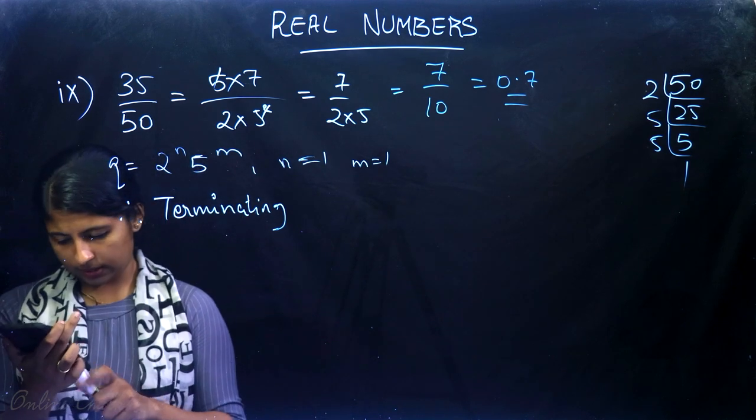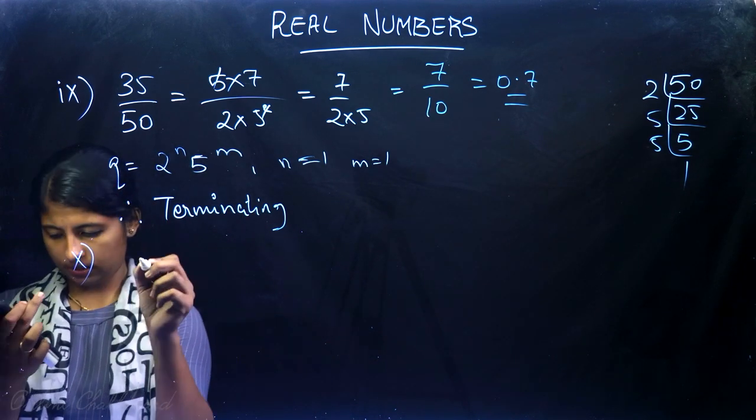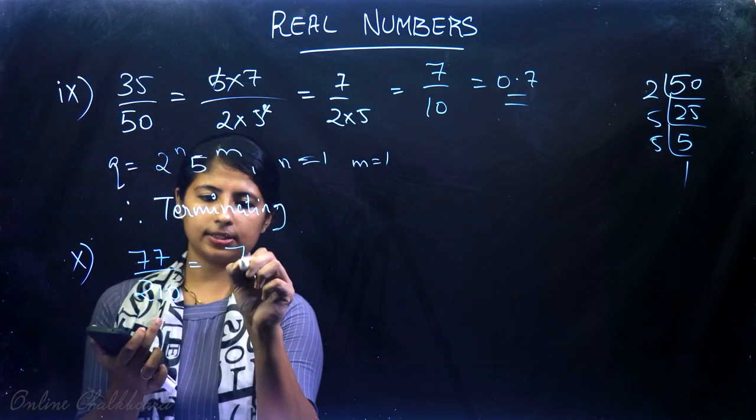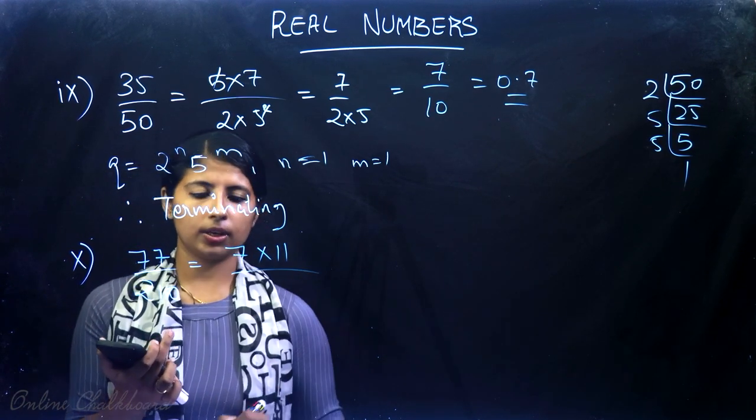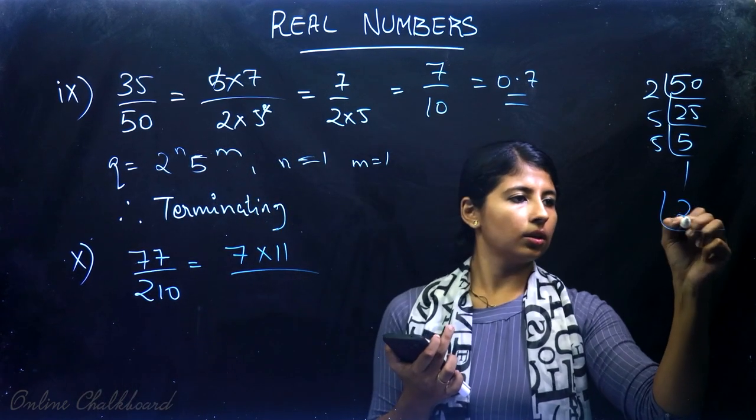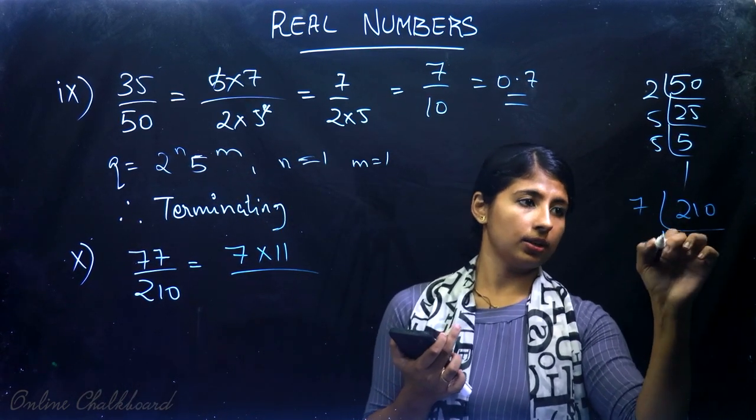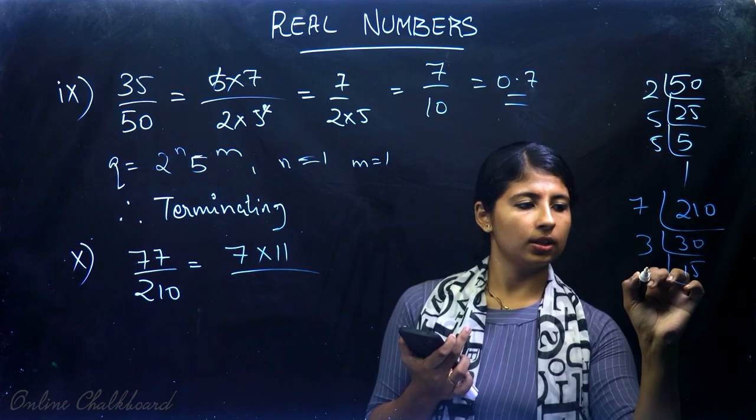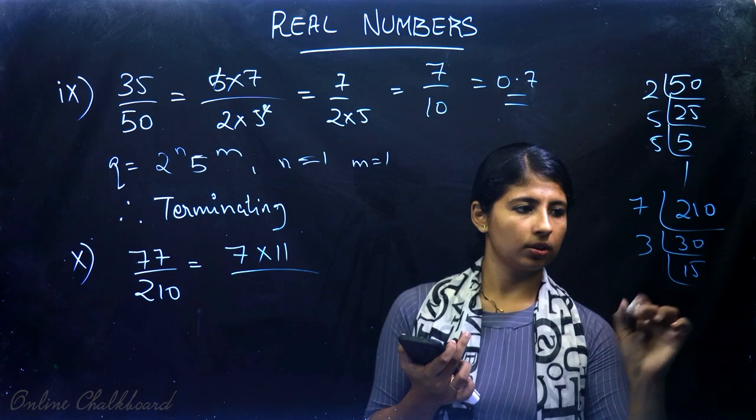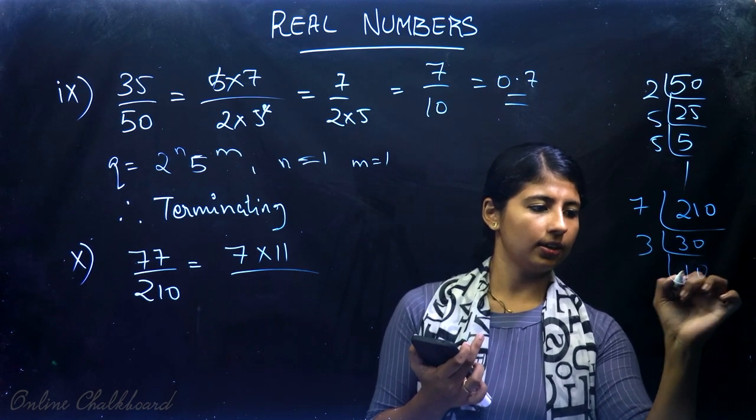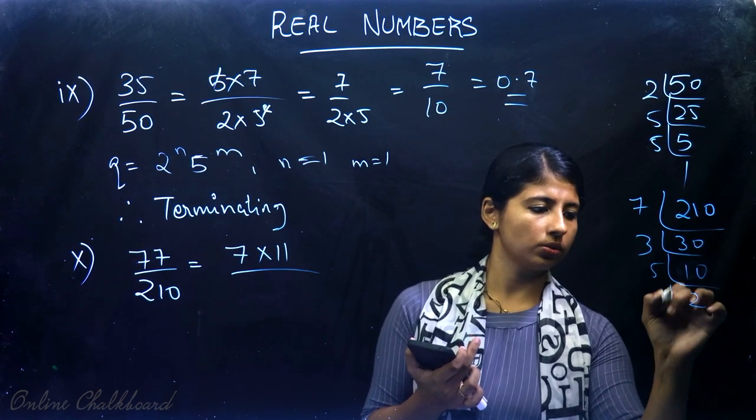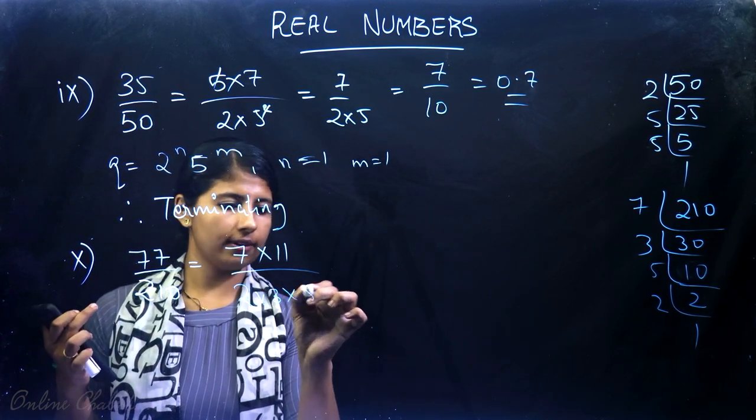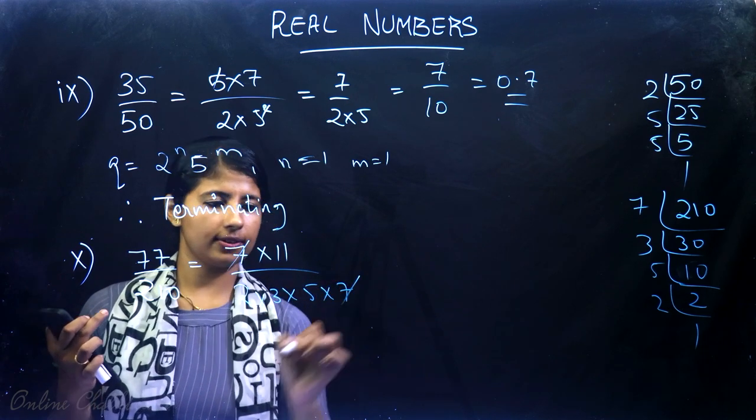Now coming to the last question, 77 by 210. 77 is 7 into 11, 210 is 7's are 30, 3's are 10, 5's are 2, 2's are 1. So it is like 2 into 3 into 5 into 7. Yes, 7 and 7 get cancelled.